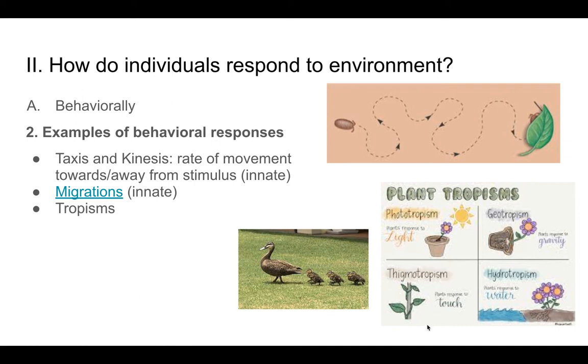Thigmotropism is a plant's response to touch. And so a lot of plants will behaviorally respond to touching something by crawling around it. So think of vines crawling around objects that they encounter. And hydrotropism is a plant's response to water, and that is growing its roots towards a water source. So all of these are behavioral responses of the plant that are going to improve their chances of success and survival. Imprinting is another one that the video talked about.